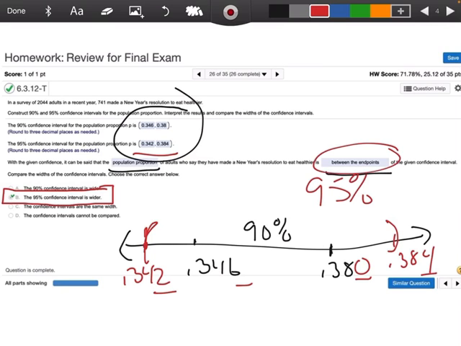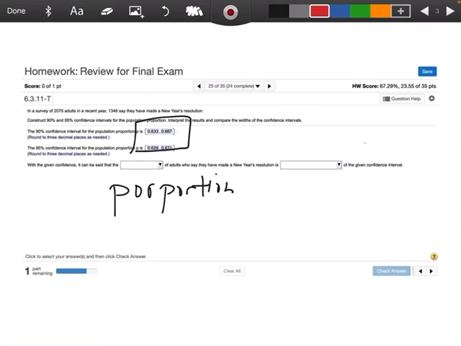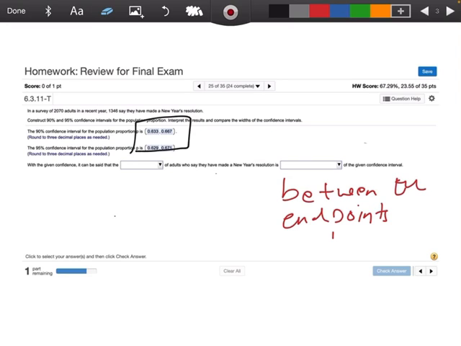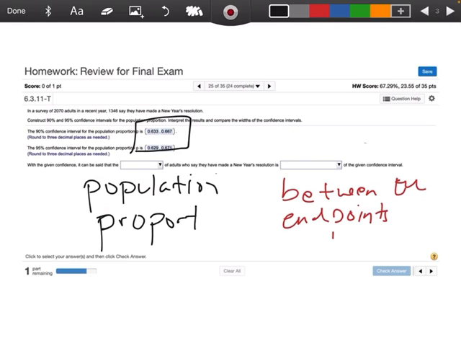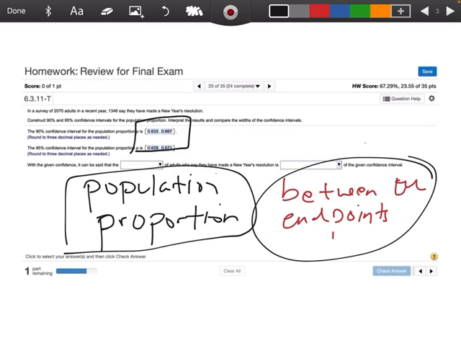So going back to the other one, between the endpoints is what we're going to have here. And what did we say for this part was something like population proportion. So anyway, this was just to kind of clarify how to do the interpretation part, okay?